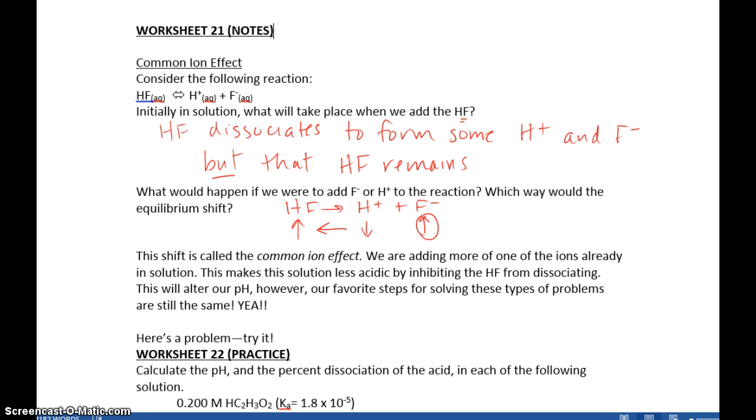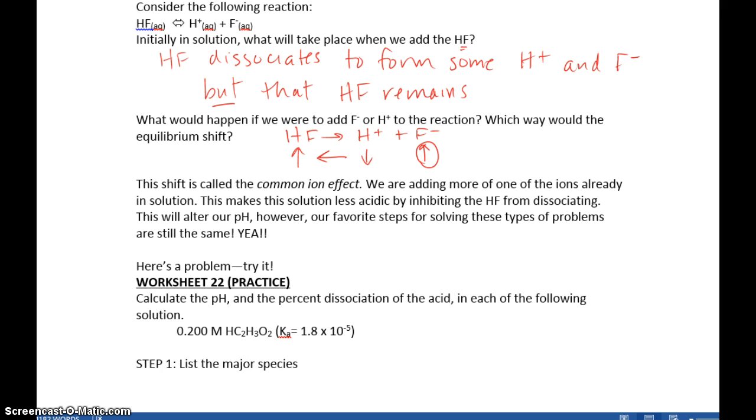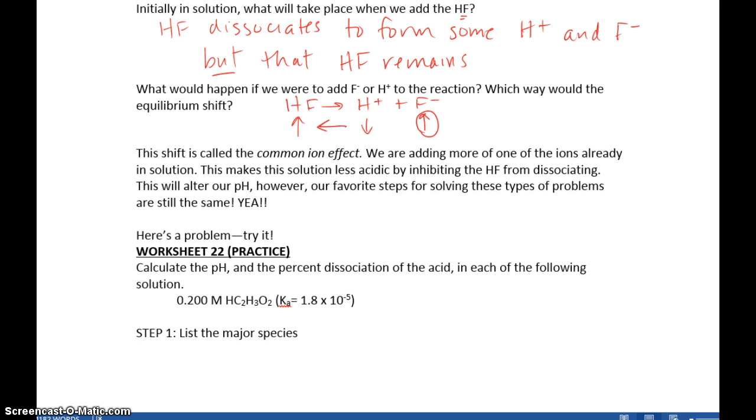So, looking at this first problem here is a practice problem. And this is just a regular weak acid, okay? So this problem here is just a weak acid. We'll call it WA for weak acid. So I'd like you to do that problem first to figure out what the pH is, and then you can see that indeed when we do add a common ion, it's going to make this less acidic. So pause the video, go ahead and do worksheet 22 as practice.